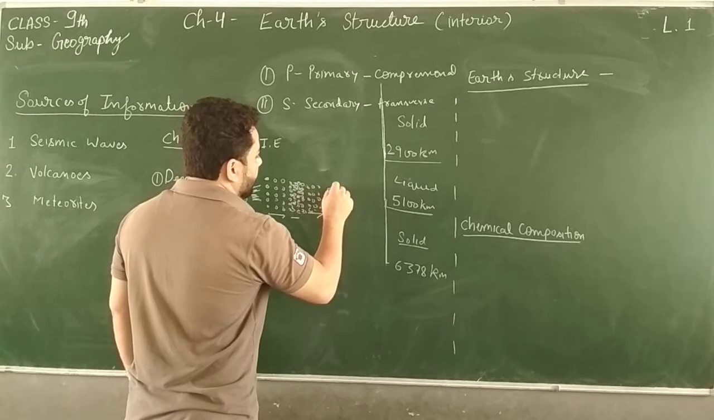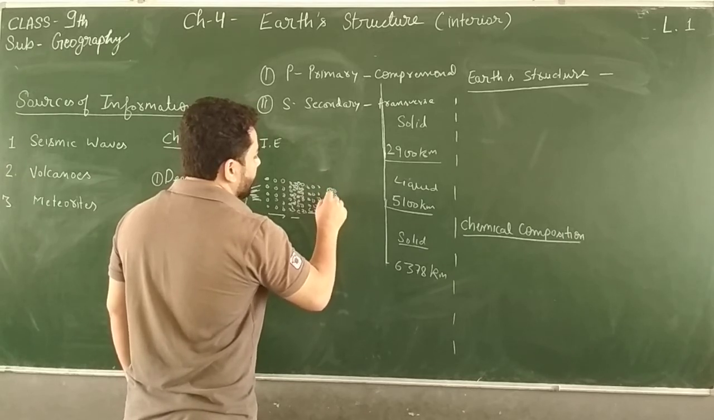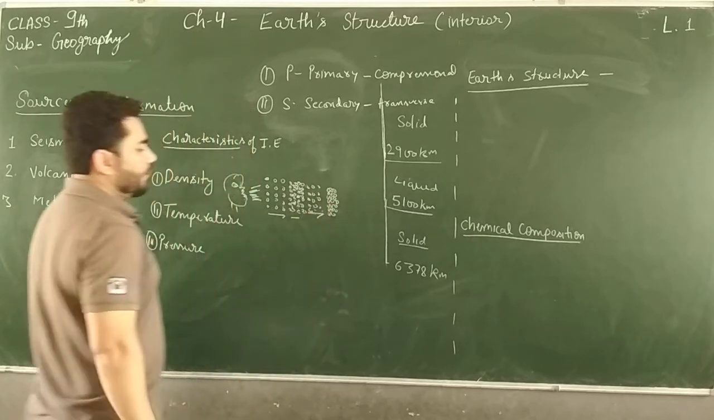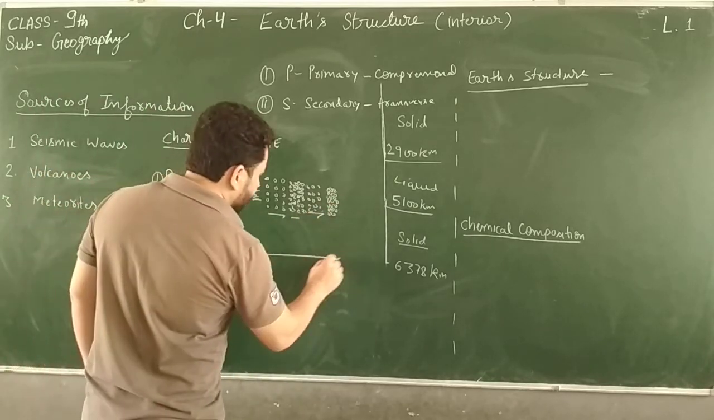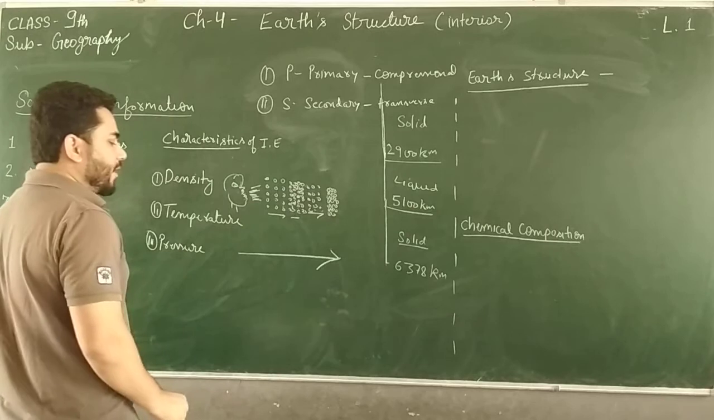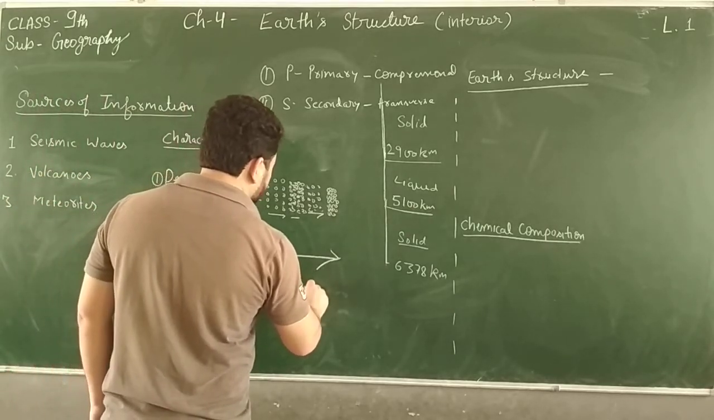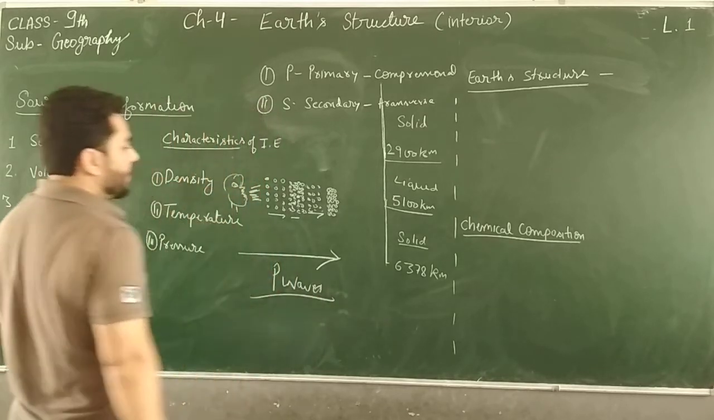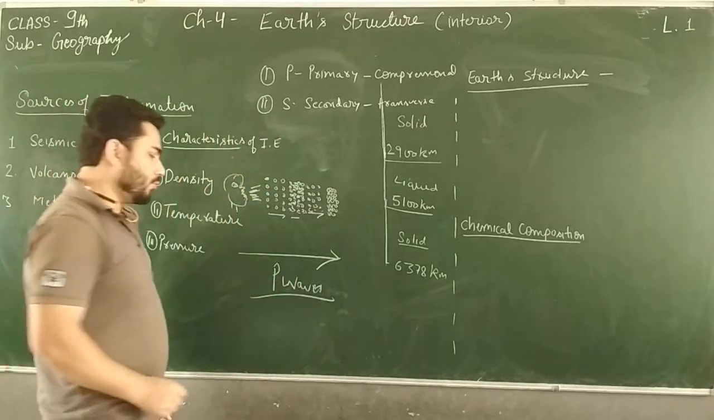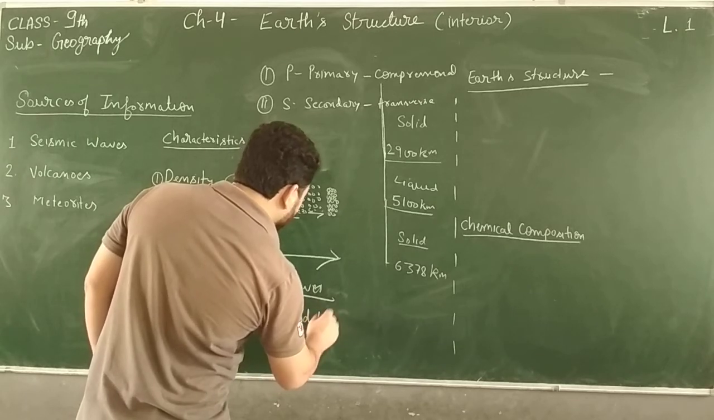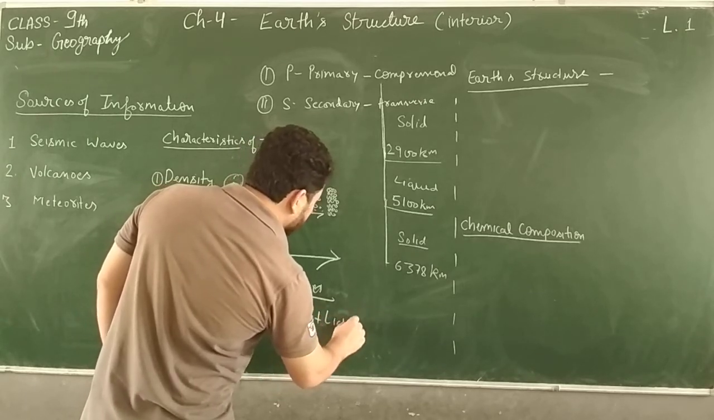So these types of waves which are generated are called which waves? The waves which move in the direction of propagation are called primary waves, or P waves. These P waves, primary waves, can travel through solid and also through liquid.